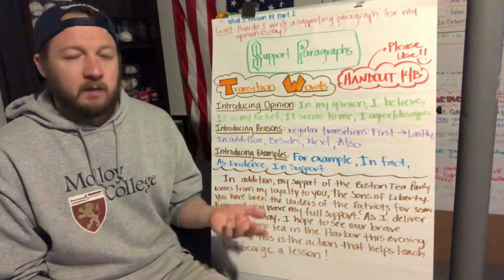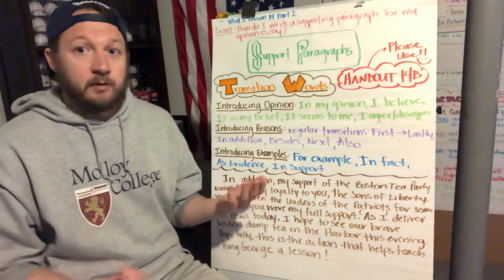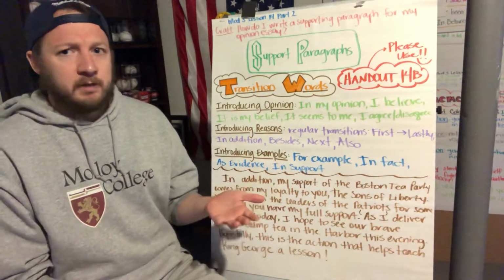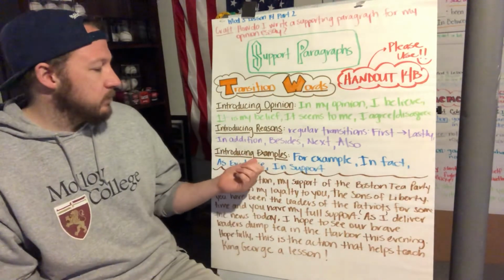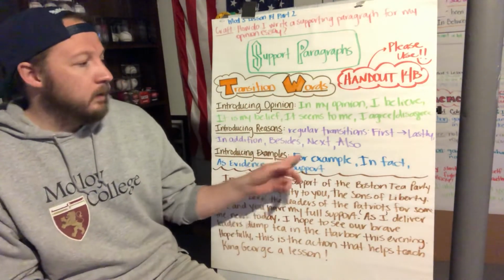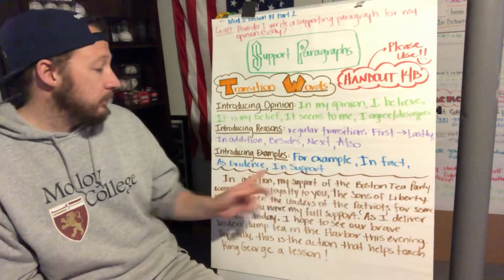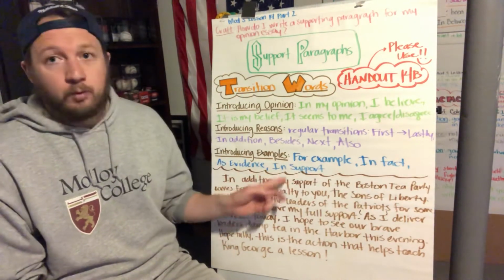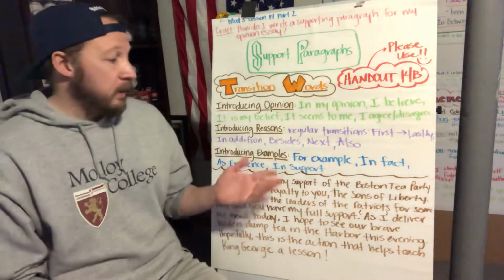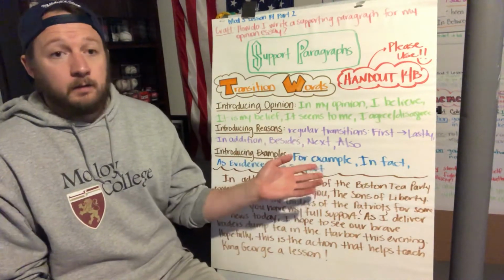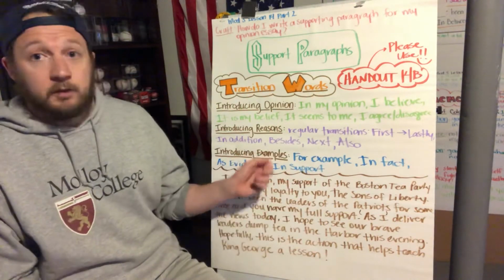You guys have used some of these before in terms of just doing RACES responses, so these shouldn't be too crazy new to you. And the examples of introducing an example are: for example, in fact, as evidence, and in support. None of those things you have not heard before. It's just a matter of saying them now in your writing to introduce your example.